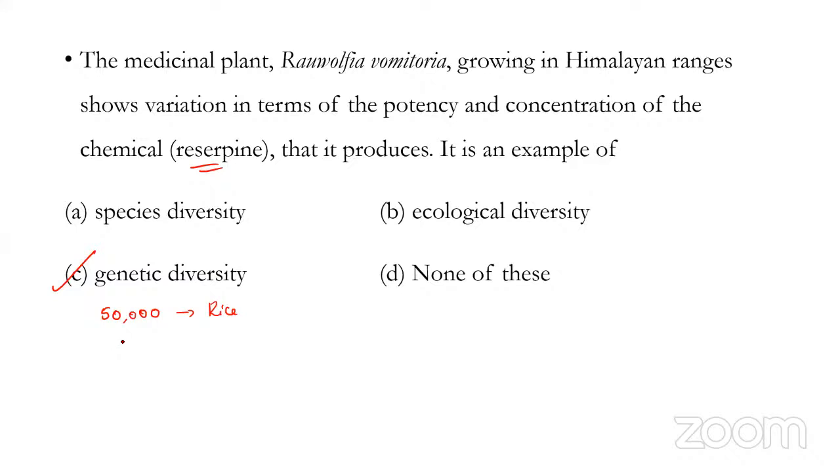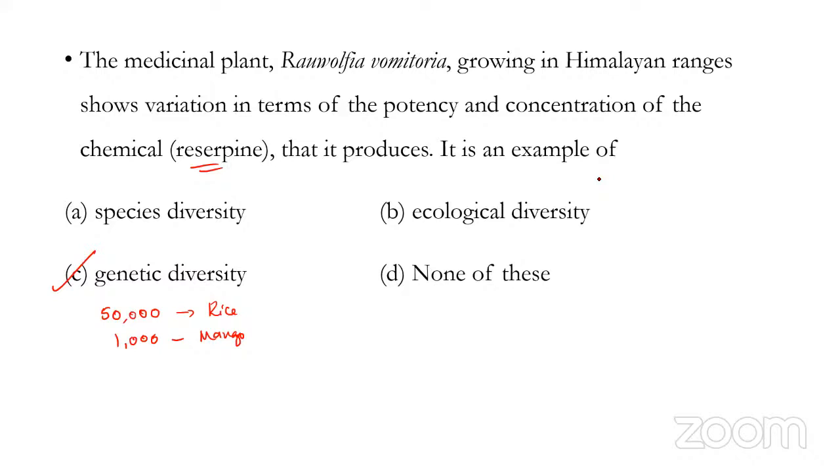One more example you can remember with respect to species richness is the mango varieties. As I told you in the beginning, if rice has 50,000 varieties, there are 1,000 different varieties of mango. With respect to species diversity, just remember one example: the Western Ghats have greater amphibian species diversity than the Eastern Ghats. Under ecological diversity, India has a lot of diversity in its geographical area. The Himalayan ecosystem is different, Rajasthan has a desert ecosystem, coastal areas have marine ecosystems, there are lake ecosystems, and there are evergreen forest ecosystems in the Western Ghats and Eastern Ghats. That is what we mean by ecological diversity.